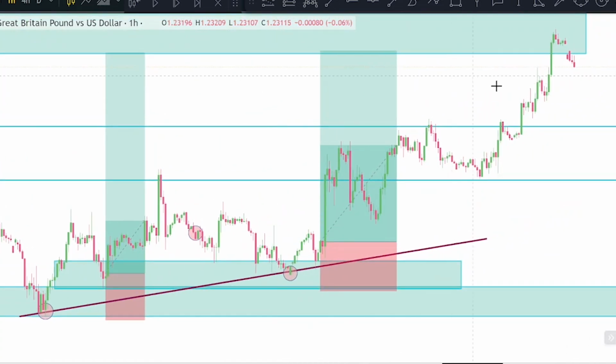Remember, to use a strategy, you have to backtest before you start using it on your real account.